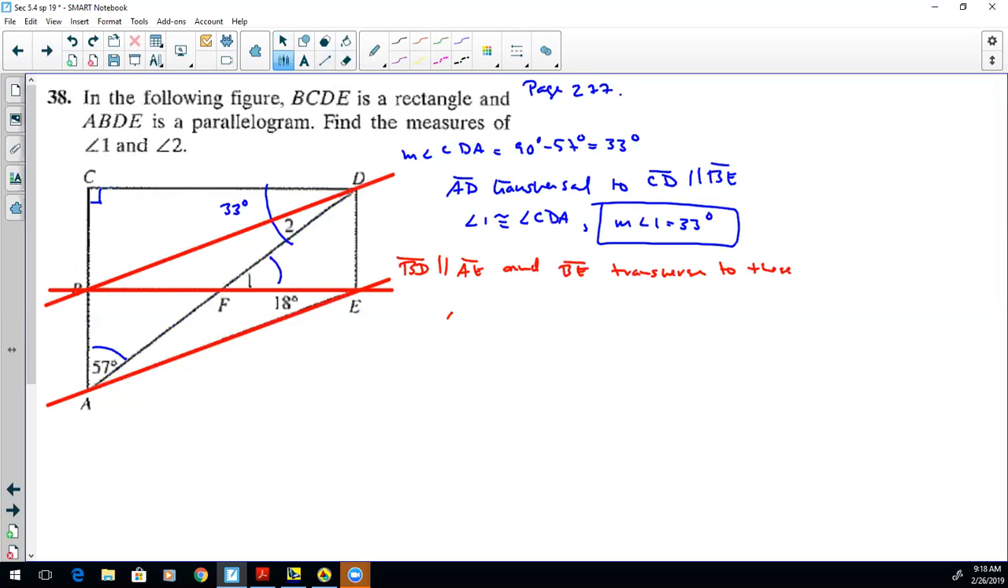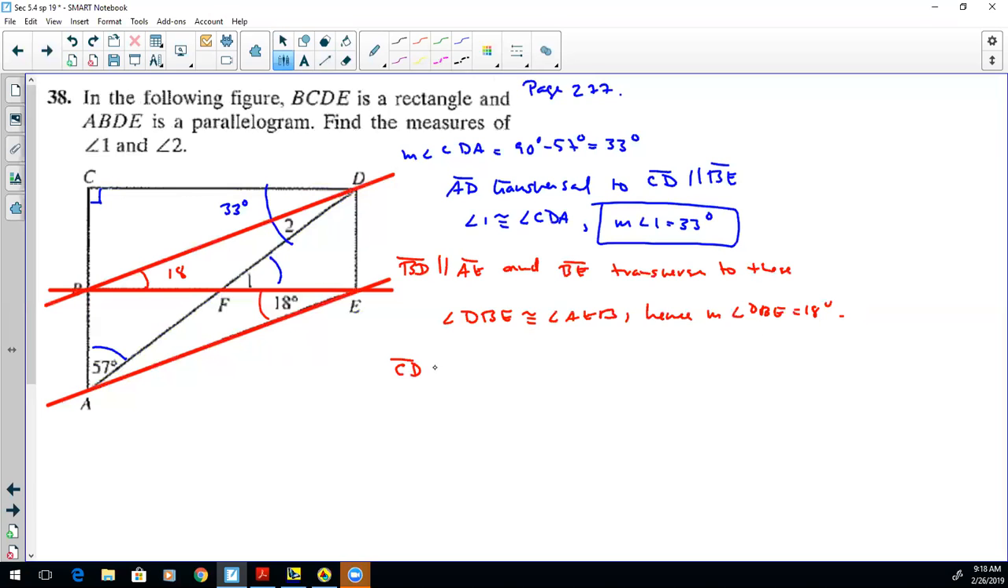So BE is a transversal to these. So angle DBE is congruent to angle AEB. Okay, so this angle and this angle are congruent. So the measure of angle DBE is 18 degrees as well. So this is 18. Okay, just about done.